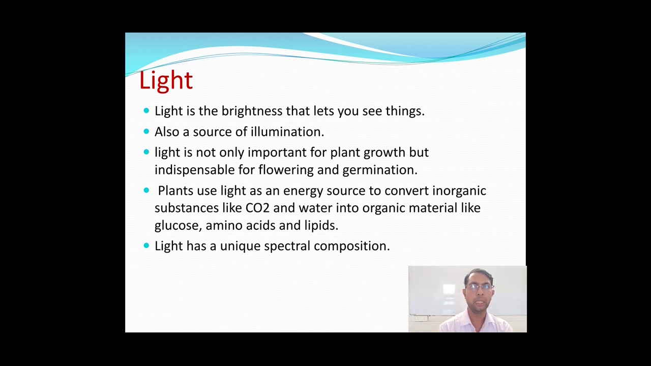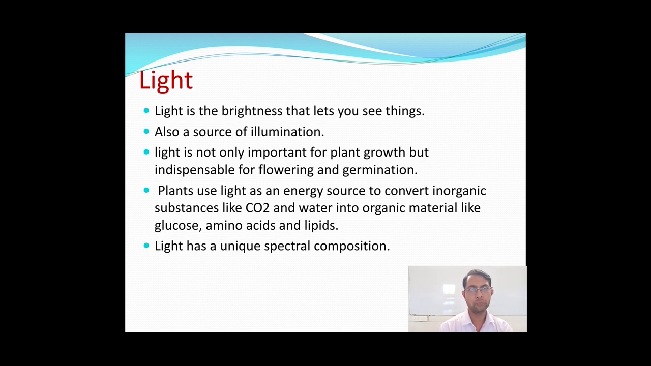light. Light is not only important for plant growth, but it is also useful for the flowering and germination of some plants. Plants use light as an energy source to convert inorganic substances like CO2 and water into organic material like glucose, amino acids, then lipids by the process of photosynthesis. And light has a unique spectral composition. So this is nothing but the different characteristics of light.